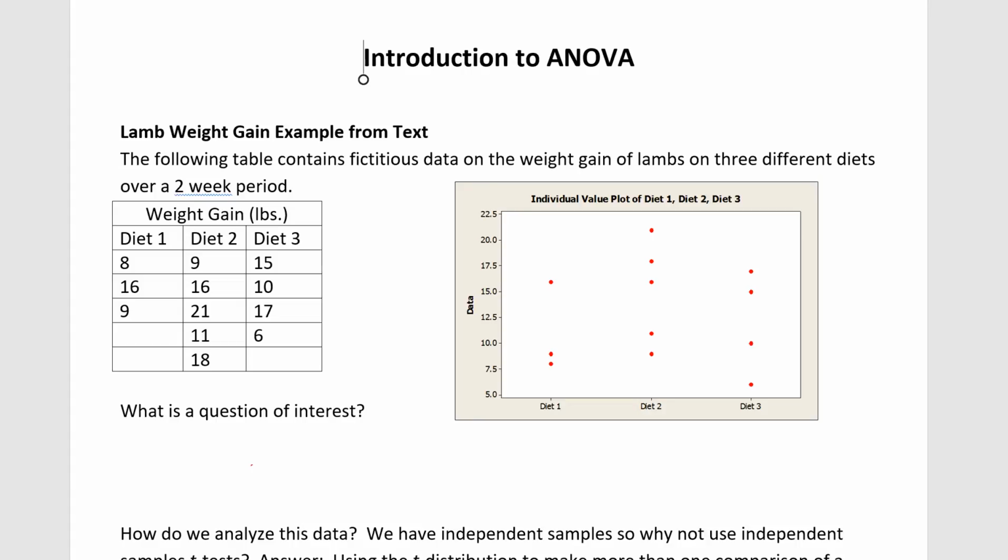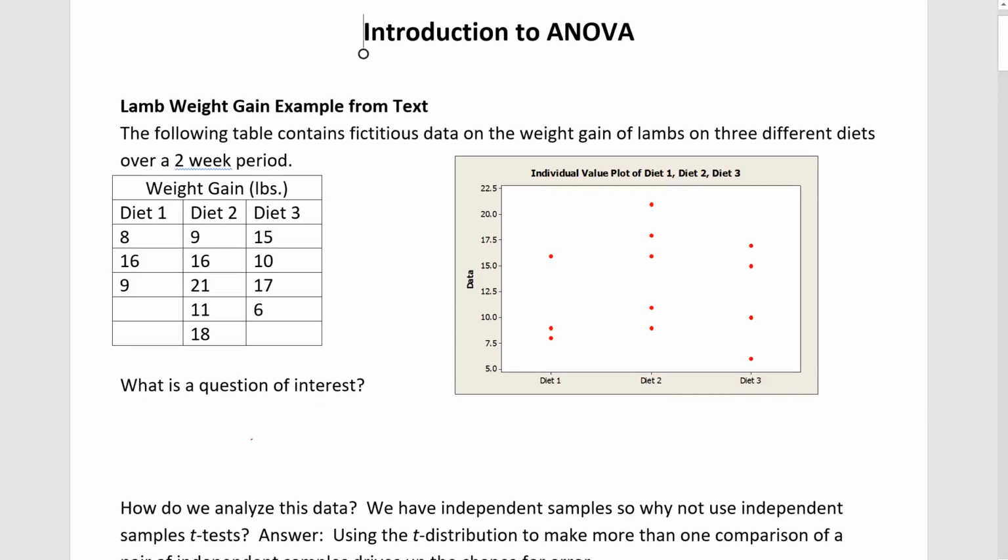Introduction to Anova. So Anova stands for Analysis of Variance. This is going to be actually a test about the difference in the means, but we're going to look at the variability within the groups in order to get to our conclusion. So we have this fictitious data set of lamb weight gain on 3 different diets over a 2-week period.